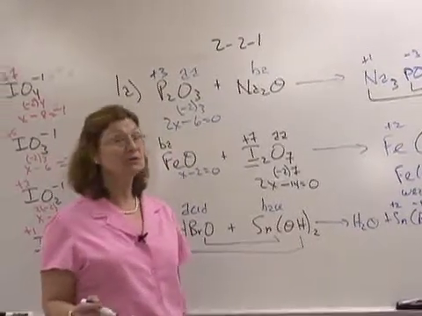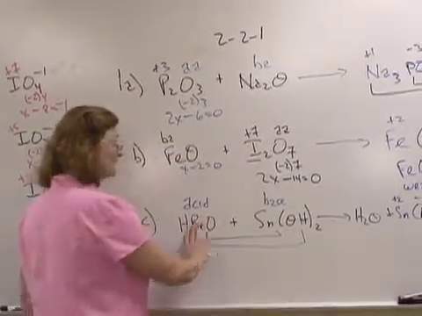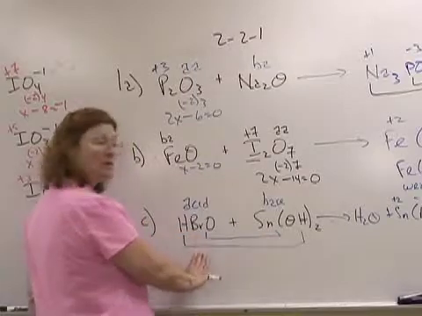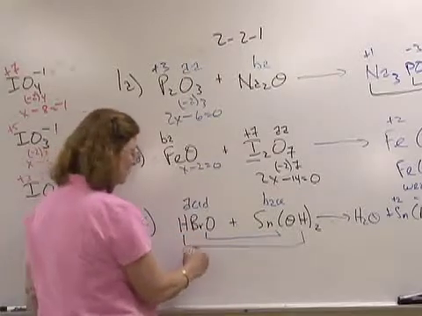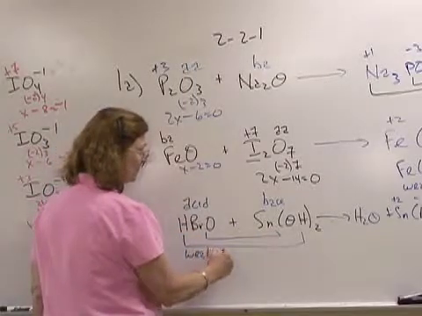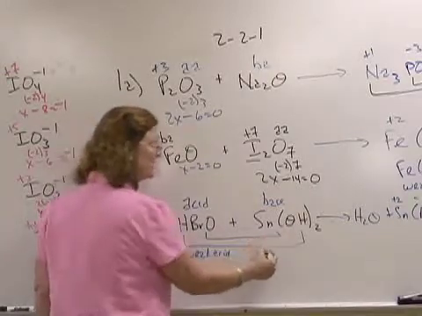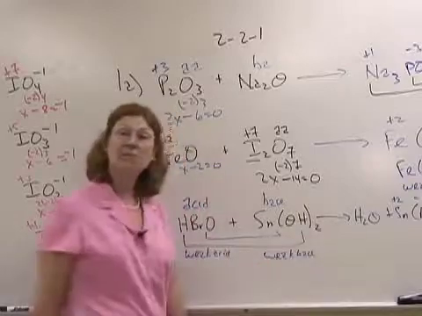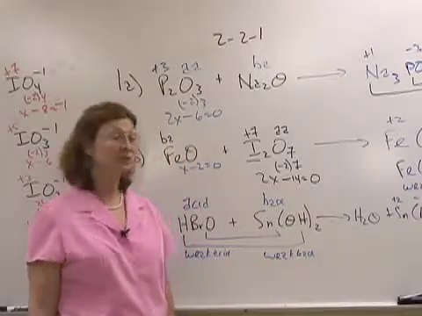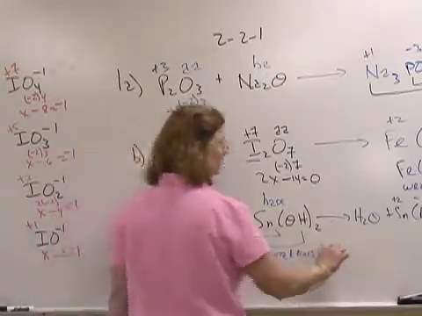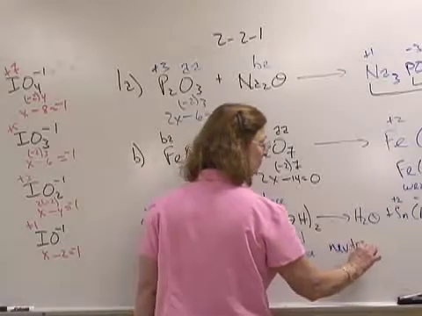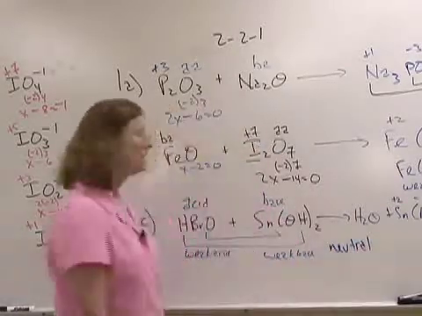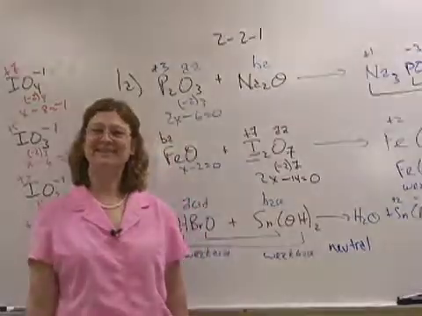Now, to determine the resulting solution, I'm going to look at my acid and my base. This is not one of my strong acids. It is a weak acid. And this is a weak base. Again, if both are weak or both are strong, my solution will be neutral. And that's how we do number 1.